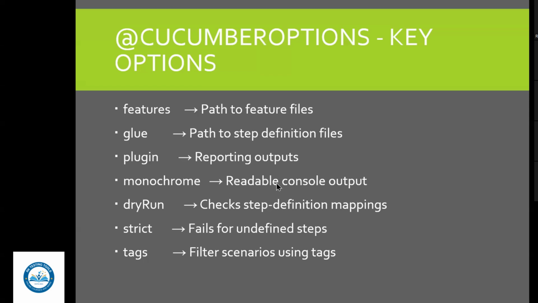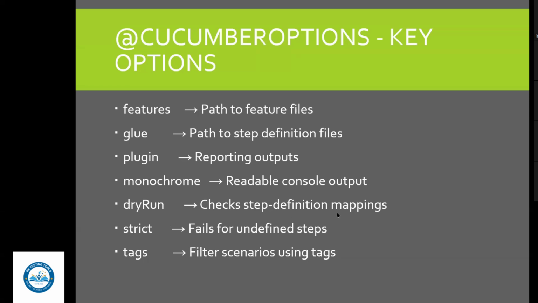So monochrome is nothing but readable console output. Whatever you see in the console after running the test, you will see a readable console output. The dry run is nothing but checking the step definition mappings. For example, you're running the feature file, or running from the test runner. If any of the feature file steps is not implemented, then it is going to generate the step definition for the feature file step if you use dryRun = true or something like that.